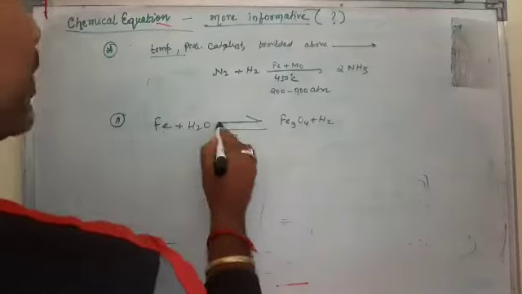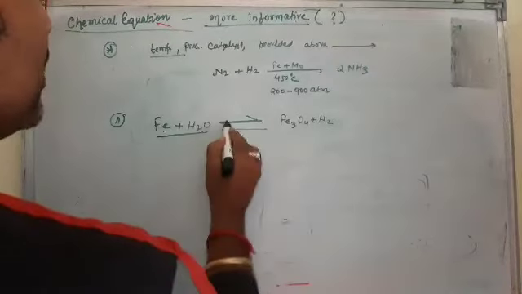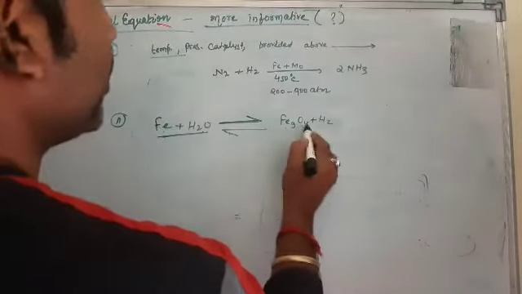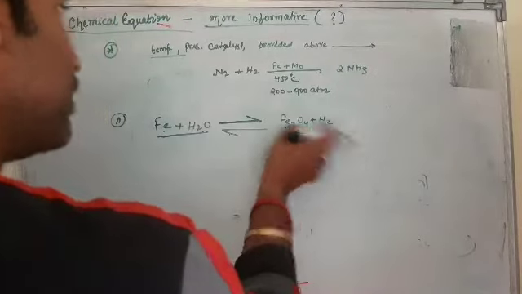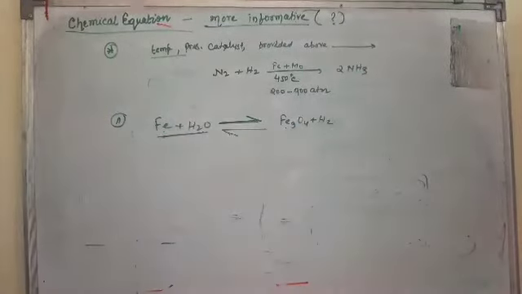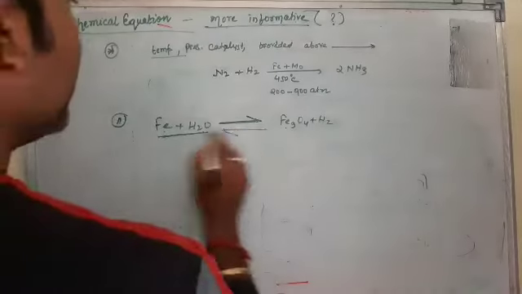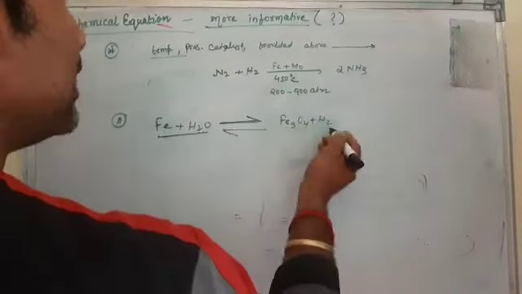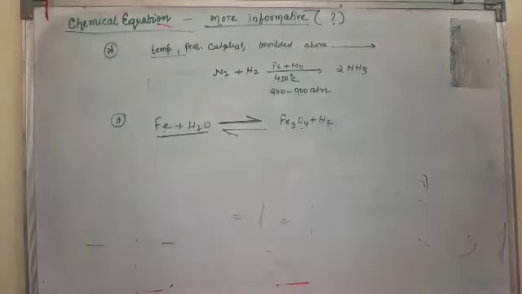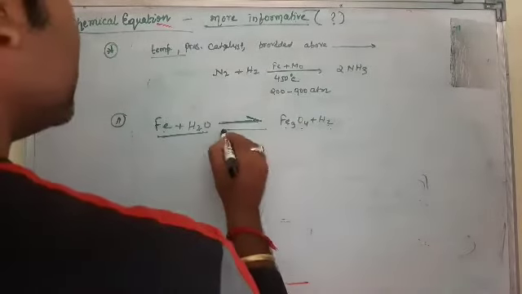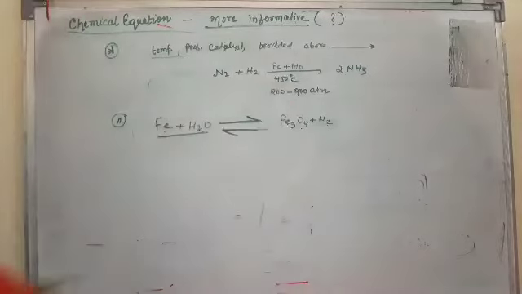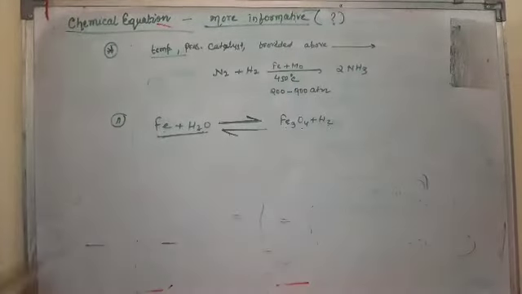Fe plus H2O react, these are the reactants. So Fe and H2O react to form Fe3O4 and H2. Again Fe3O4 and H2 react and form Fe plus H2O. So this is a reversible change: A plus B forms C plus D, and C plus D reacts to form A plus B. So this sign makes the equation informative, showing that this is a reversible reaction.